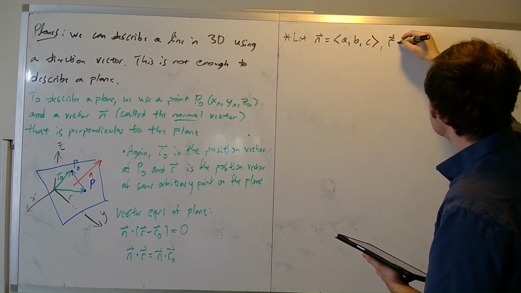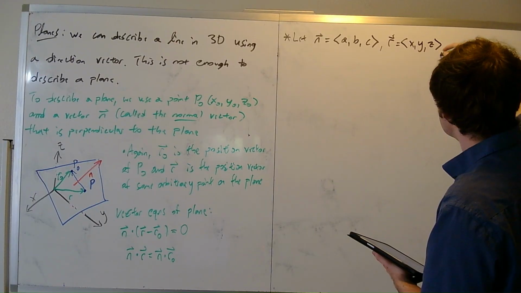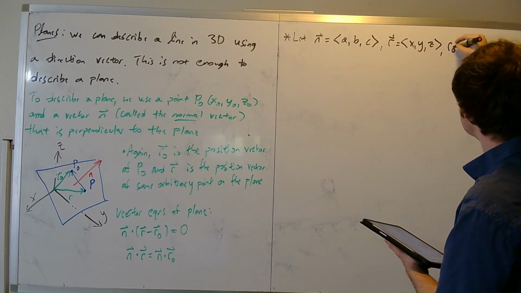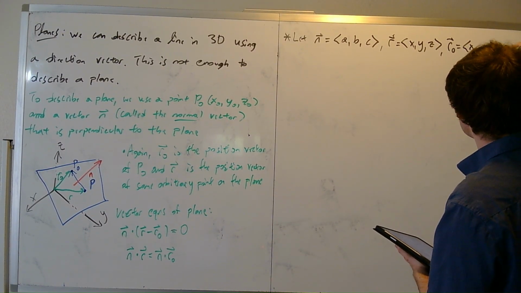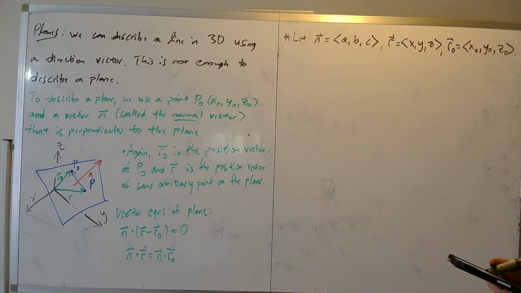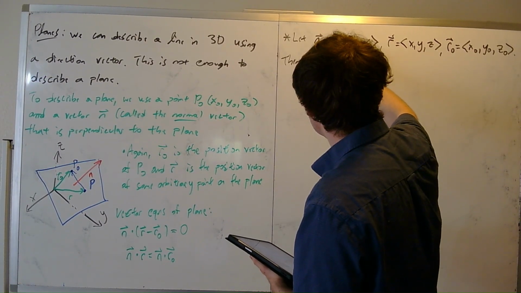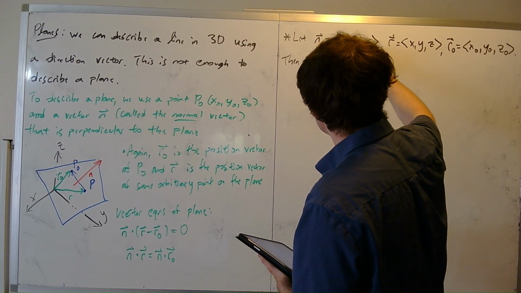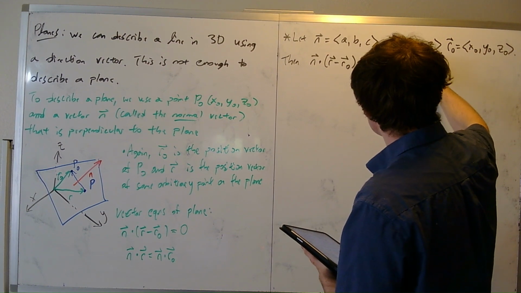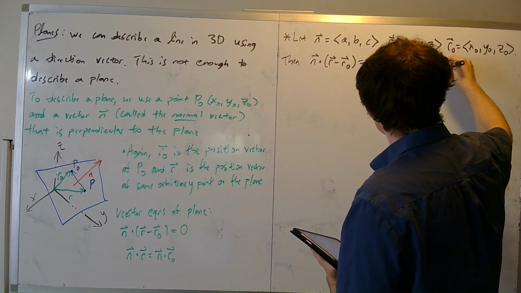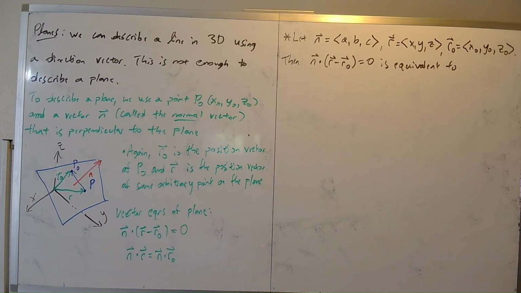R equals the vector x, y, and z. And r0 equals the vector x0, y0, and z0. Okay, then n dot (r minus r0) equals 0 is equivalent to, and let's just plug in what we know for n, r, and r0.